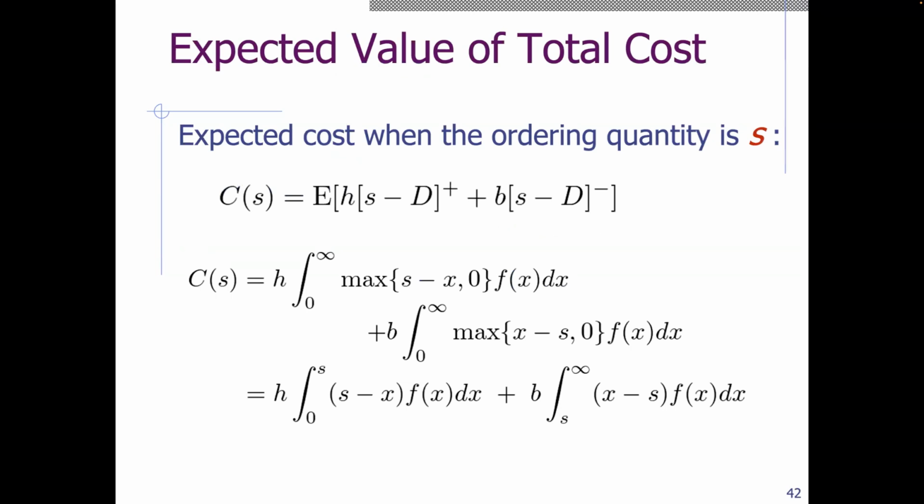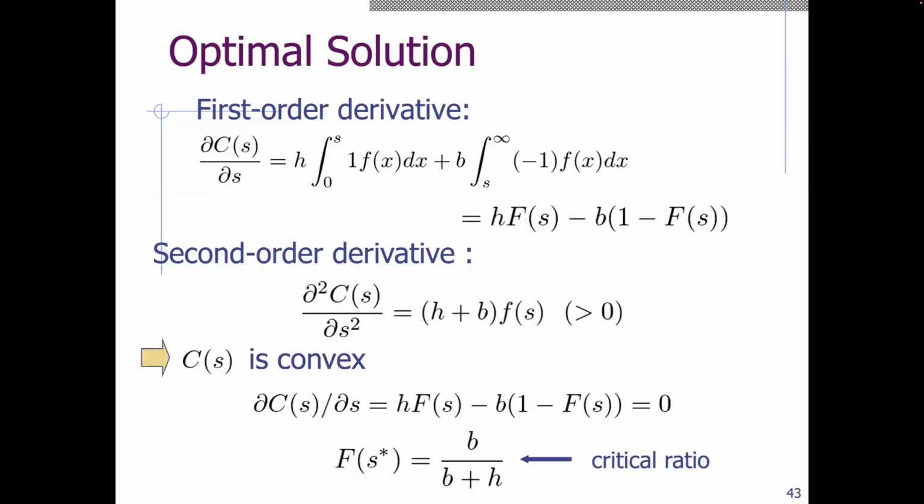The expected cost C(S) is computed as the expectation of the sum of the inventory cost and the lost sales cost. Using the rules for taking the expected value of a function with random variables, we obtain this formula. By taking the derivative and the second-order derivative of C(S), we get the optimality condition. Because the second-order derivative is always positive, we get the minimum by setting the first-order derivative equal to 0.